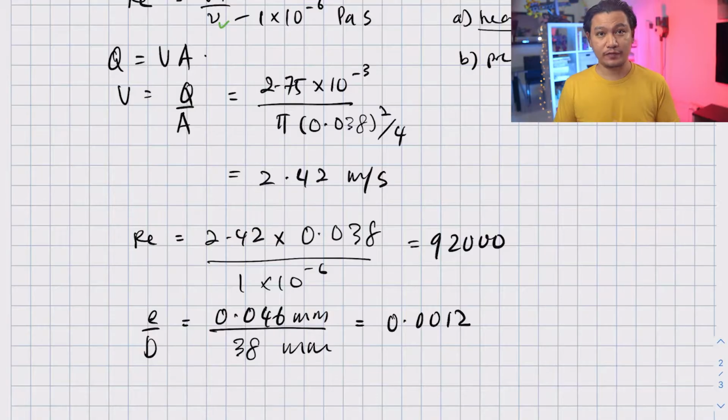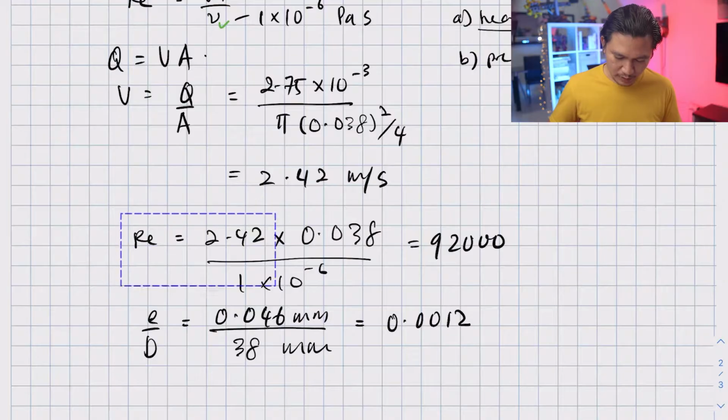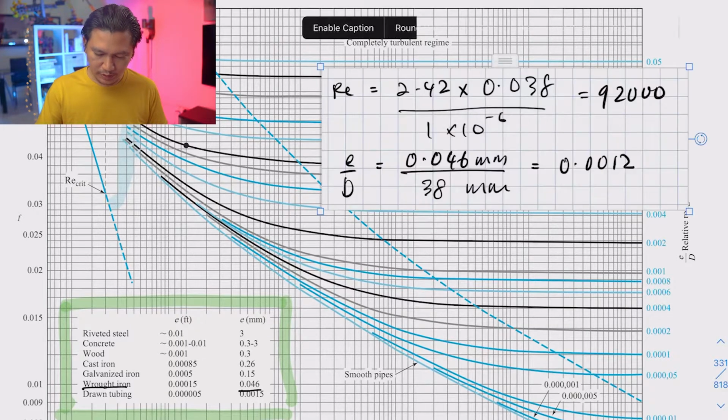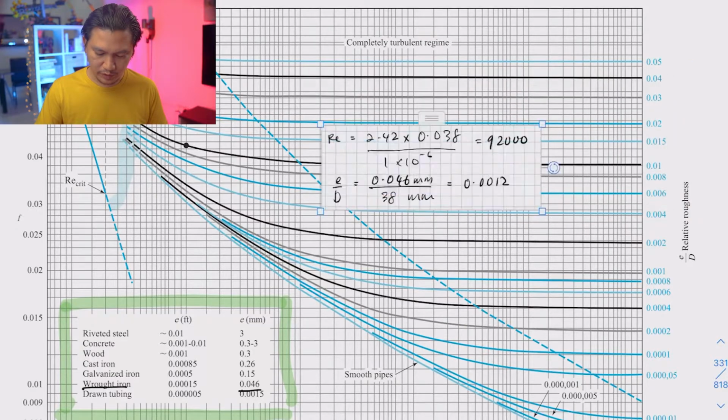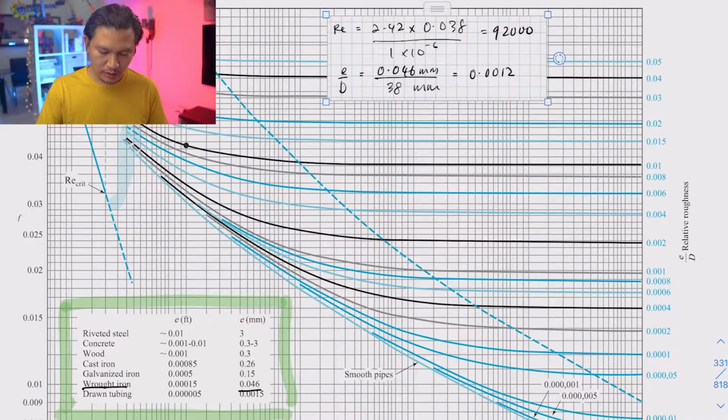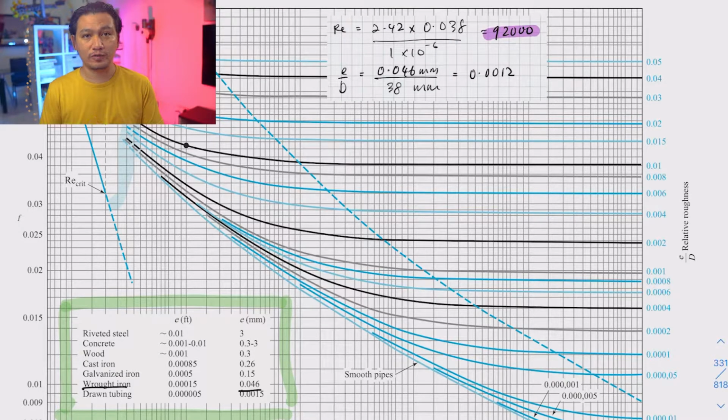Now, in order to find the friction factor, we know that we need these two parameters because we want to use this inside the Moody diagram. Okay, now I'm going to copy this and bring this to our Moody diagram. So I'll just paste it here for our reference in case we forget about these values. Now, first of all, we need to find the Reynolds number. Right, and our Reynolds number is 92,000.